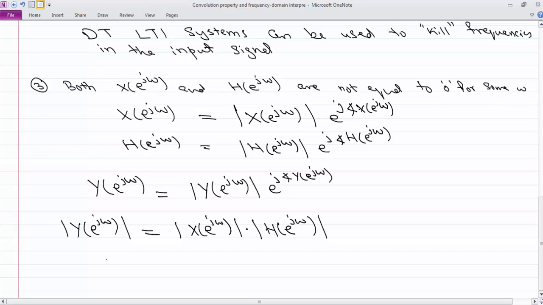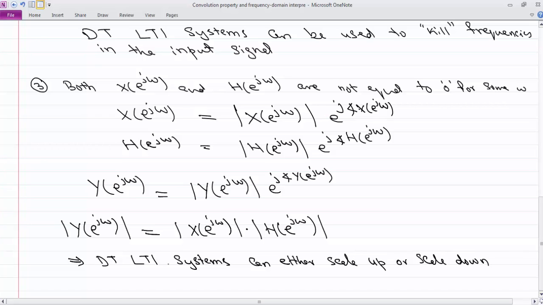So this means that discrete time LTI systems can either scale up or scale down frequencies of input signals. So it's the same equalization kind of principle that we saw for continuous time signals.